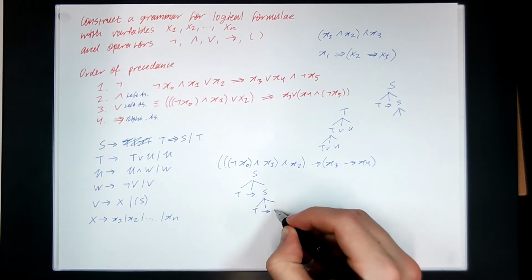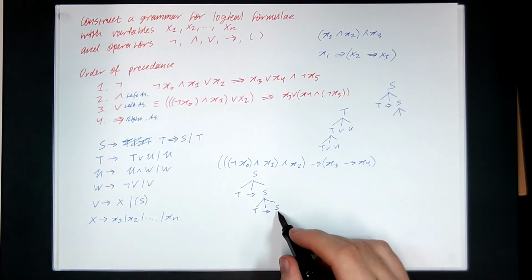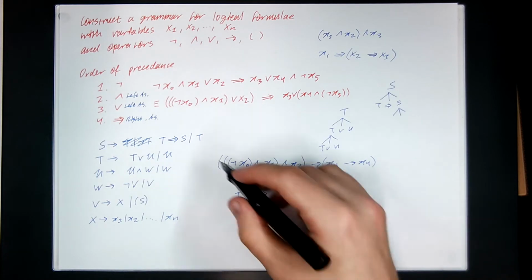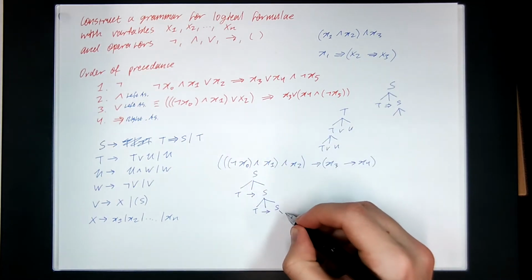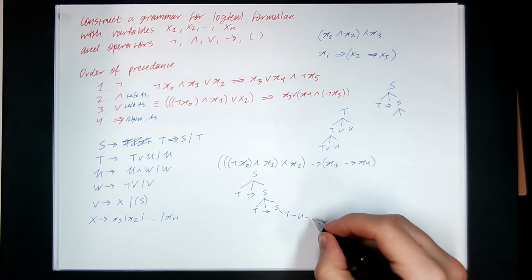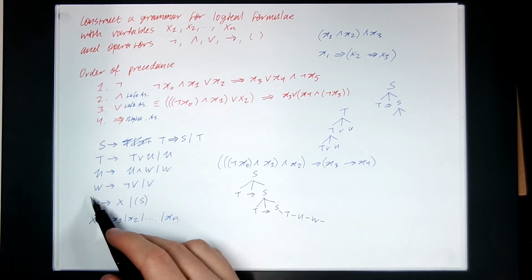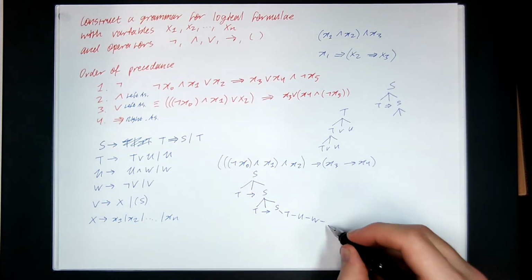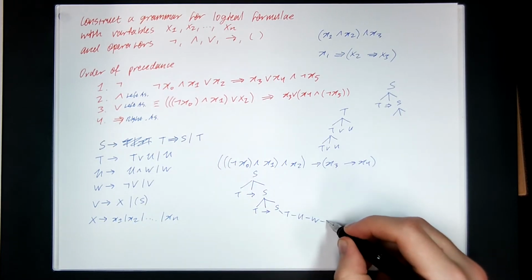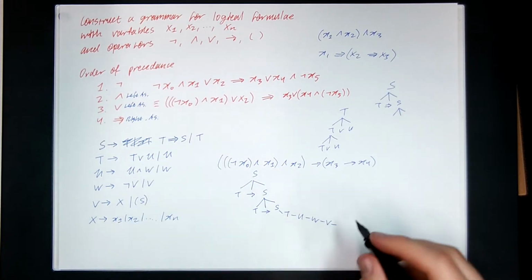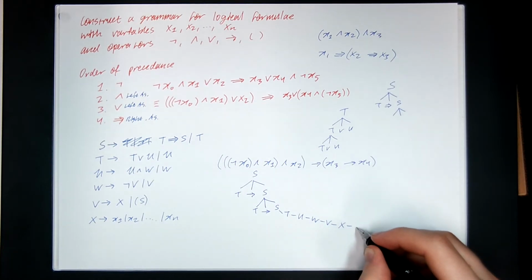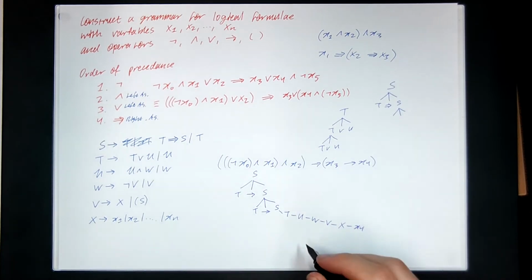T implies S. I don't want to add any more implications. This S is going to go to X false, so you just follow the chain down. S goes to T, goes to U, goes to W, goes to T, U, W, V, X. T, U, W, got my alphabet in the wrong order, that's okay. X, and then X4. There we go.